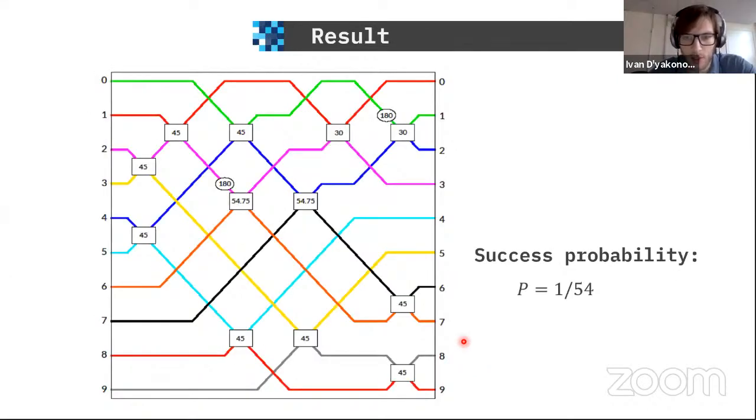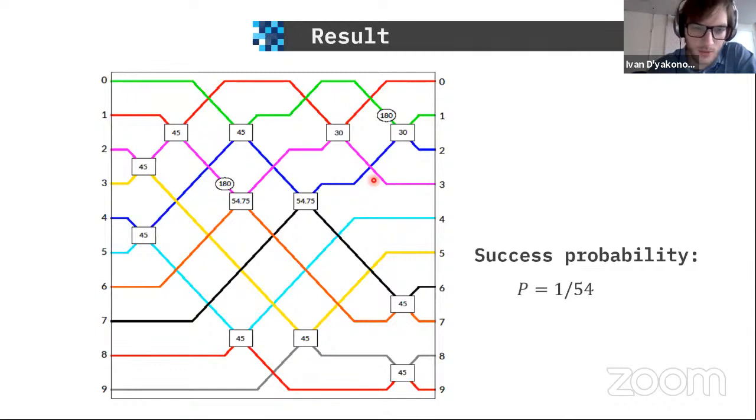So what we have in the very end is a circuit like this, which looks quite complex at first sight. The probability of success is 1 to 54, and we managed to reduce the number of non-trivial beam splitters to, I don't remember exactly the number, but around 12 or 15, and we can count them further.